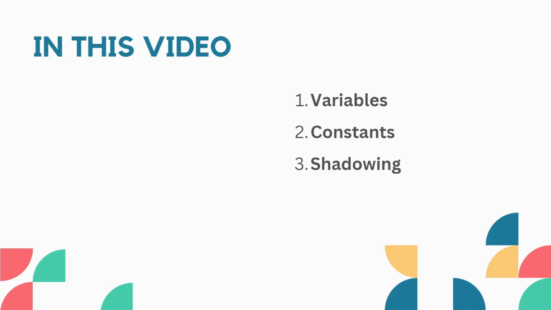First, let's have a look at the agenda for this video. We will start by discussing variables, then we will learn about constants, and at last we will see what is shadowing. So let's quickly open VS Code and get started.